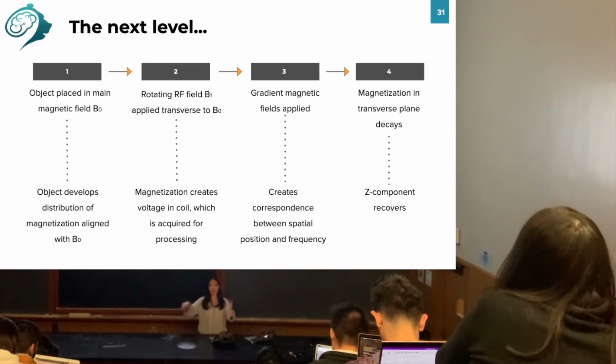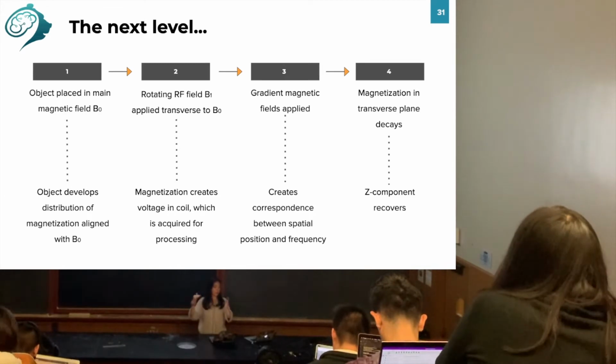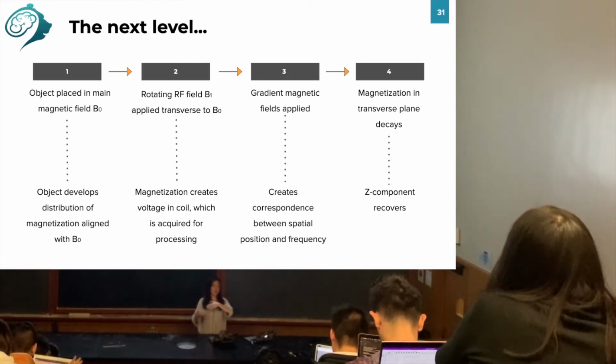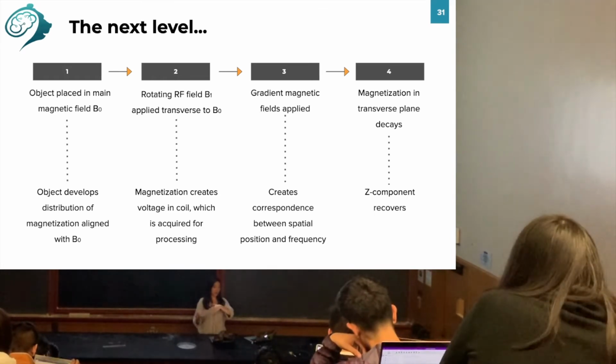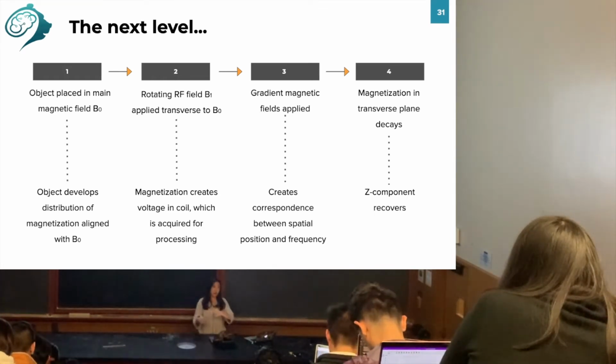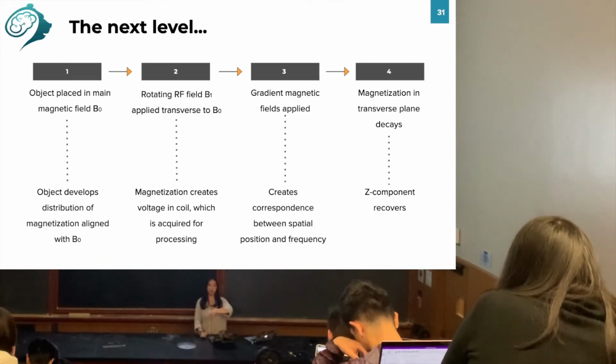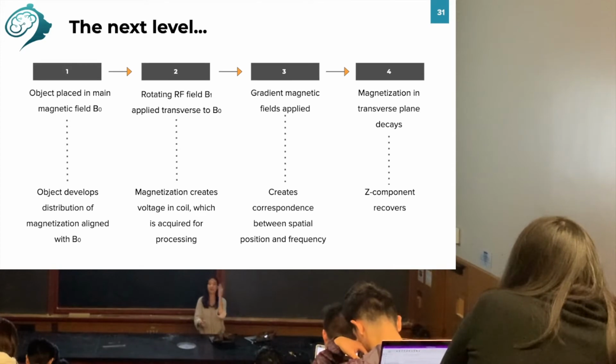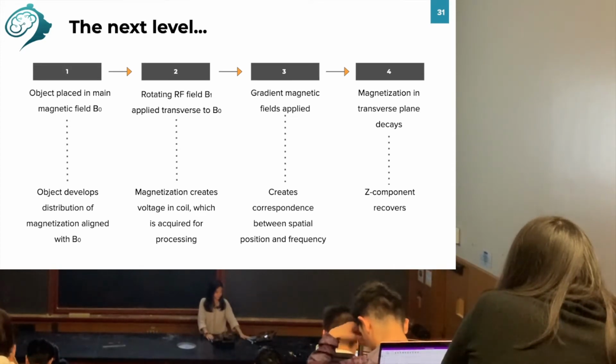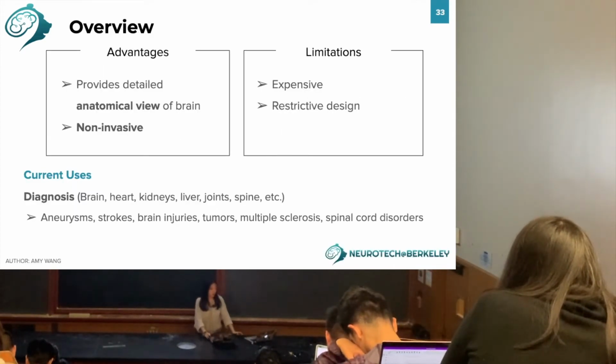This is the rotating part of the MRI, and it is transverse to the initial magnetic field, which means perpendicular. That's what causes the shift in the protons, and then the relaxation happens, and the last part, decay of magnetization and the Z component recovery, is like tracking it back, like in that circle coming back up. Okay, so overview of MRI: it provides a detailed anatomical view, so not functional, that's fMRI, we'll get into that next.